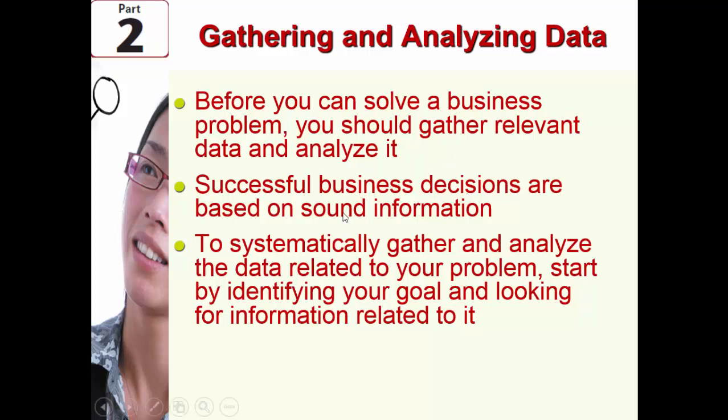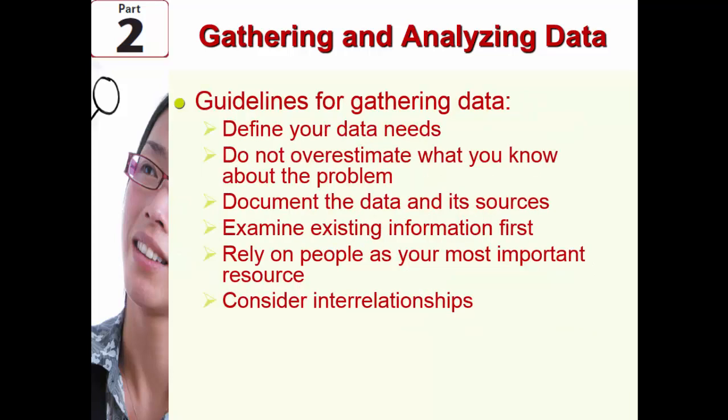Now, to systematically gather and analyze the data related to your problem, you need to start by identifying your goal and looking for information related to it. We were working on that Excel budget spreadsheet. That is one way for you to think about how to gather and analyze data. Sometimes with our own personal budgets, we think things are out of control, and the only reason they're out of control is because we haven't gathered the data and analyzed how we're spending our money, and maybe we can fix it. Maybe we can't. Maybe the answer is that we need a little bit more money sometimes, huh?